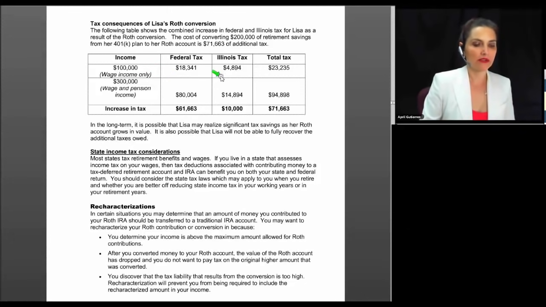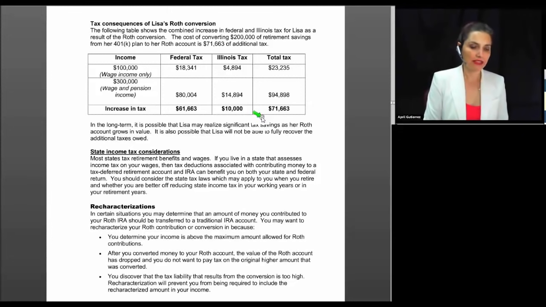On her original return, the federal tax was $18,341, and the Illinois tax was $4,894 for a total tax of $23,235. When we take that Roth conversion and add it in, the federal tax increases to $80,000. The Illinois tax increases to $14,894 for total tax of $94,898. And the difference in the amount of tax she owes with and without that conversion is $71,663.